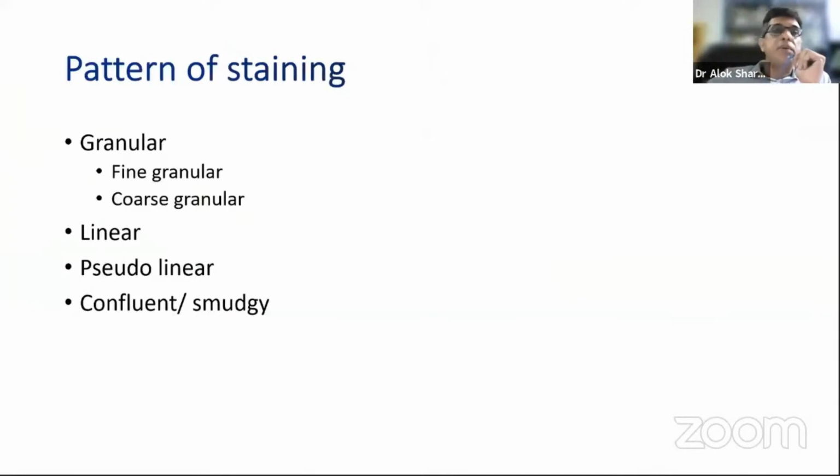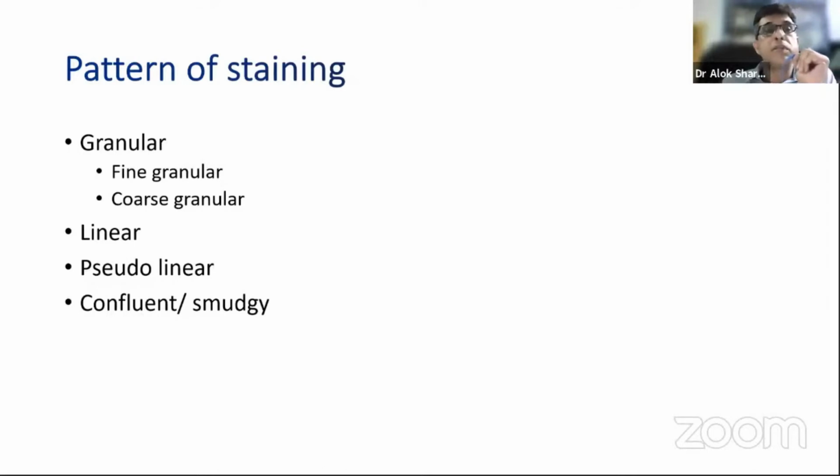Now, the second step is the pattern of staining. So we saw the location. Now we come to the pattern. There are basically four main patterns: granular, linear, a pseudo-linear pattern, and a confluent or smudgy pattern. The granular can be subdivided into fine and coarse, and that has implications in the diagnostic algorithm.